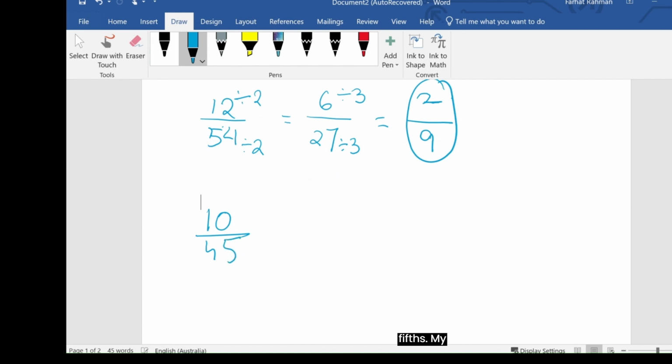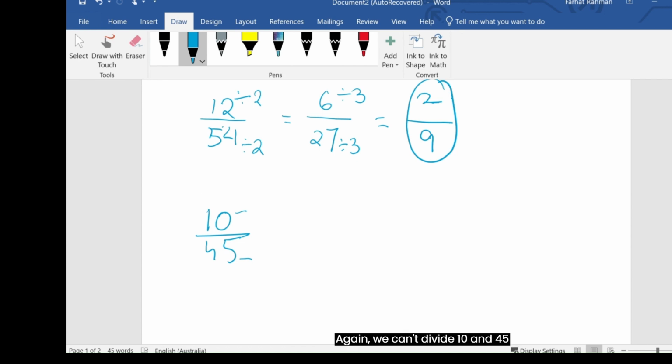10/45. My numerator is 10 and denominator is 45. 10 is exactly divisible by 2, but 45 is not an even number and it is not exactly divisible by 2. So we cannot divide both numerator and denominator by 2.